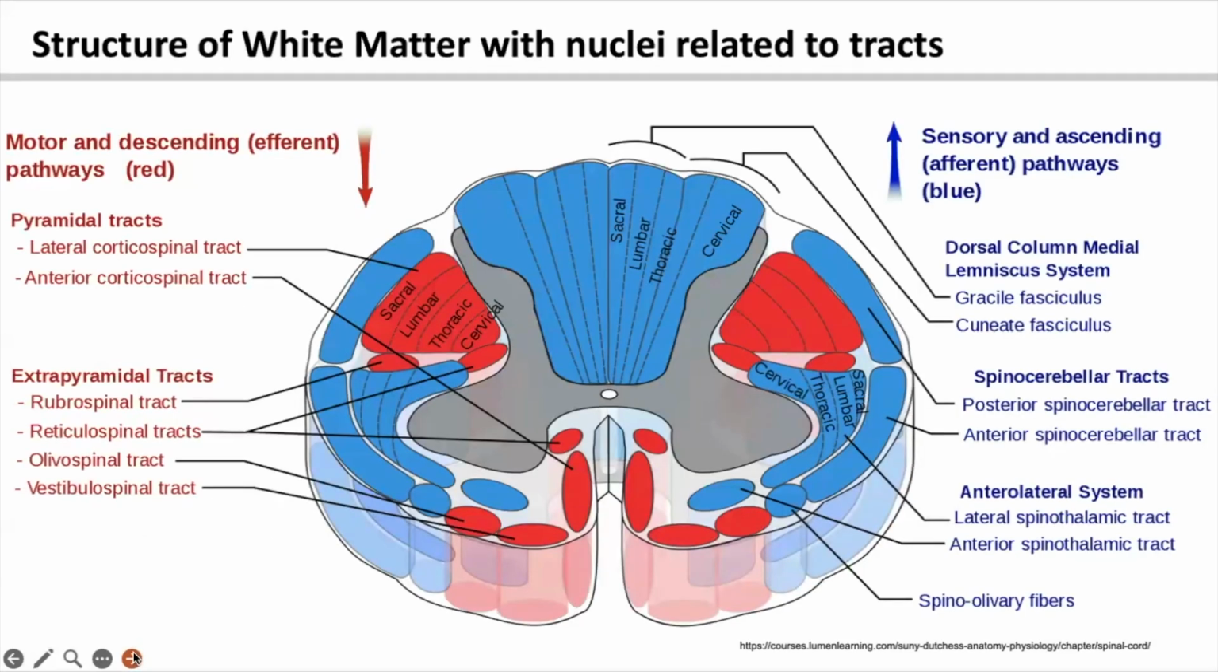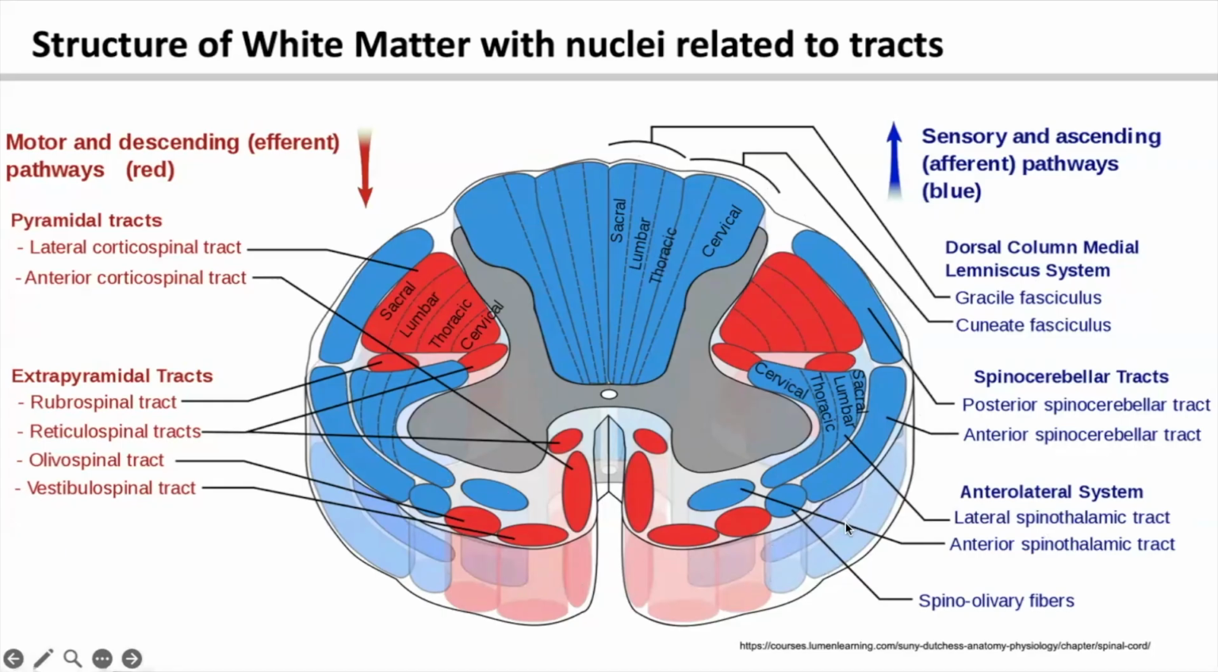So this is a cross section of the spinal cord showing you the different pathways, the sensory or afferent pathway, and the motor or descending pathway. Shown in blue are the sensory and afferent pathways. There are three different main sensory pathways, which we will be talking about. We're starting from the bottom to the top. So again, just to orient yourself with the spinal cord, this is the anterior part of the spinal cord. This is the posterior part. This is the lateral region.